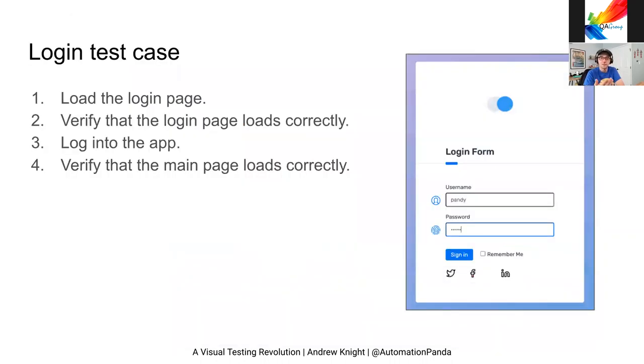We could write a basic login test for this app in four steps. Load the login page, verify that the login page loads correctly, log into the app, and verify the main page loads correctly. This could be like a smoke test. There's nothing fancy here. The trickiest part for automation would be deciding which elements to check on the loaded pages.